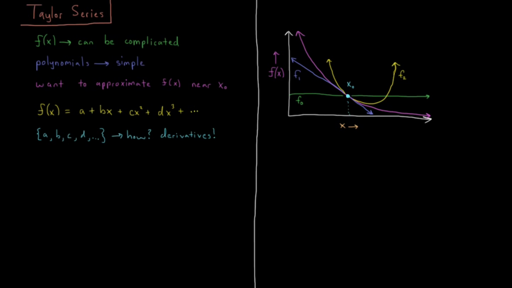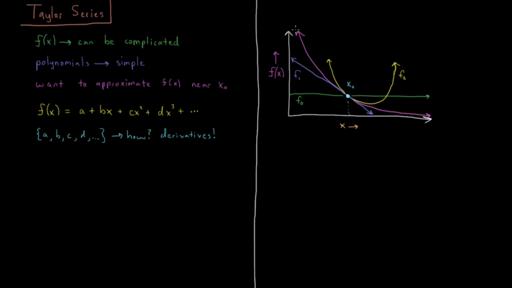This video will be a review of Taylor series in mathematics. So let's say we have some general function of x, f of x. It can be as complicated as we want it to be. So let's say we have this graph over here. This looks like the graph of, say, e to the minus x.